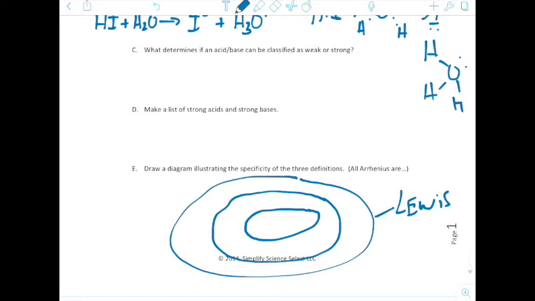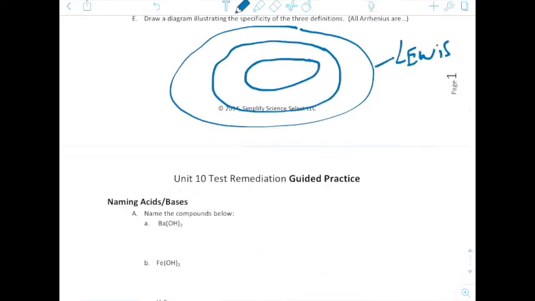And so basically we can say that all Arrhenius acids are Bronsted-Lowry acids and Lewis acids. Some acids are only Bronsted-Lowry and Lewis. And some acids are just Lewis acids. They can only be defined by that. And so Lewis covers everything, Bronsted-Lowry the majority of things, especially in the class we're talking about, and then Arrhenius covers a smaller amount of acids.